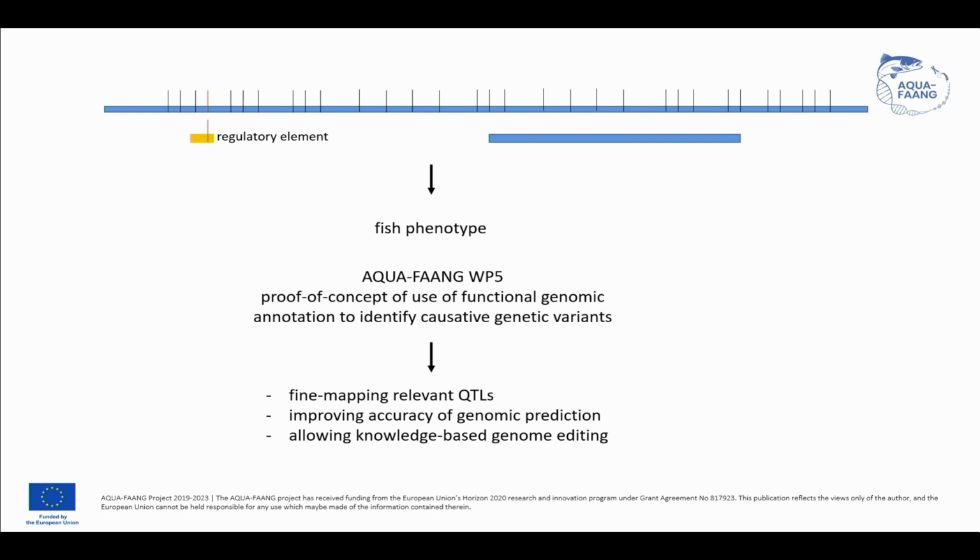There are three major potential applications. One is fine mapping relevant QTLs. The second one, which Andrea explained very well to us, is improving the overall genomic prediction accuracy by including all the information. And finally, the third potential application, which was actually not touched in Work Package 5, is knowledge-based genome editing.